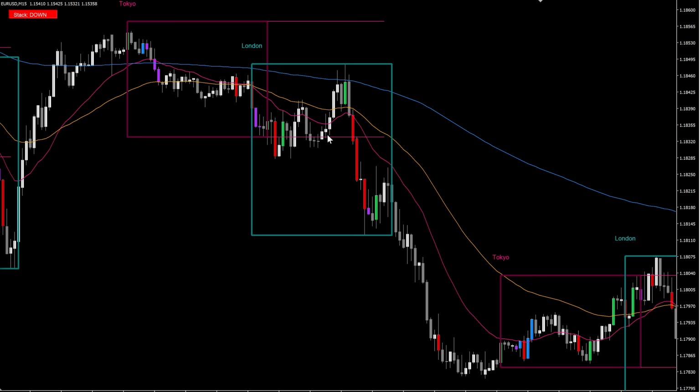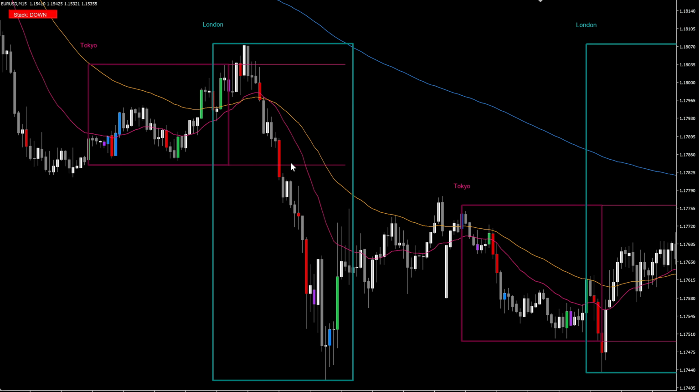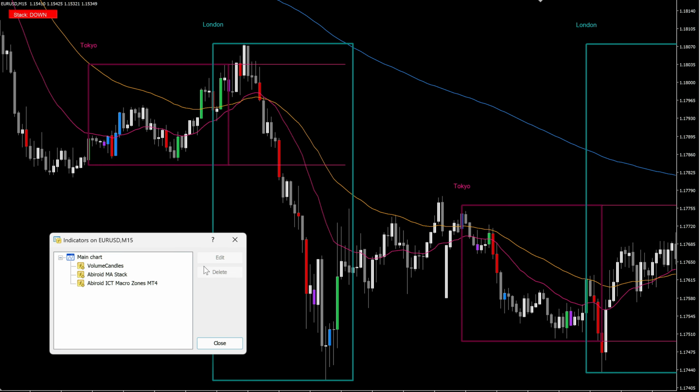When that happens and price crosses below this line, most of the time it will have quite a significant move, like right here. After the Tokyo session ends, these lines, they are just extension lines which you can define in this indicator.